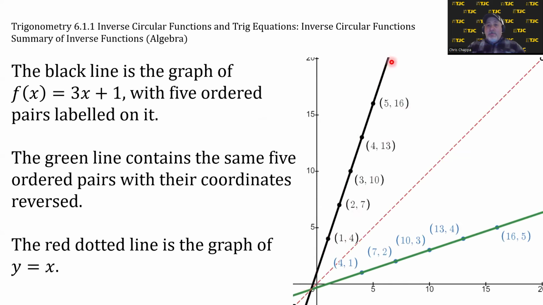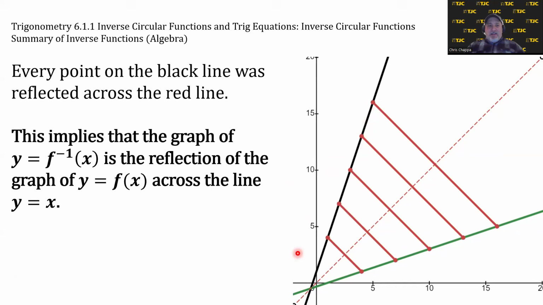The black line, which contains these 5 points, is the graph of f of x equals 3x plus 1. The green line down here contains the same 5 ordered pairs with their coordinates reversed, (1, 4), (4, 1), (2, 7), (7, 2), and the same thing for all 5 points on the black line. Now, the red dotted line is the graph of y equals x. That line is important because, do you see it?